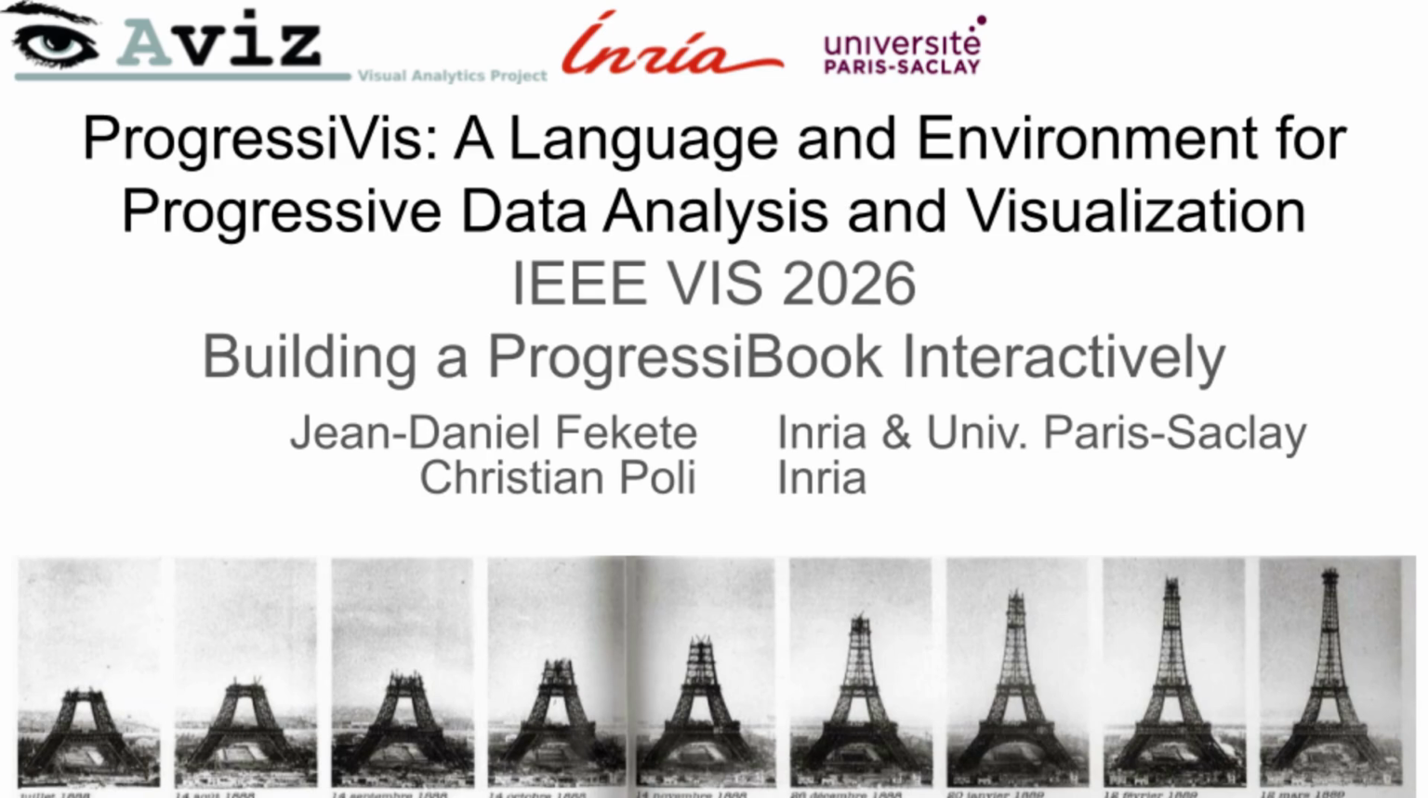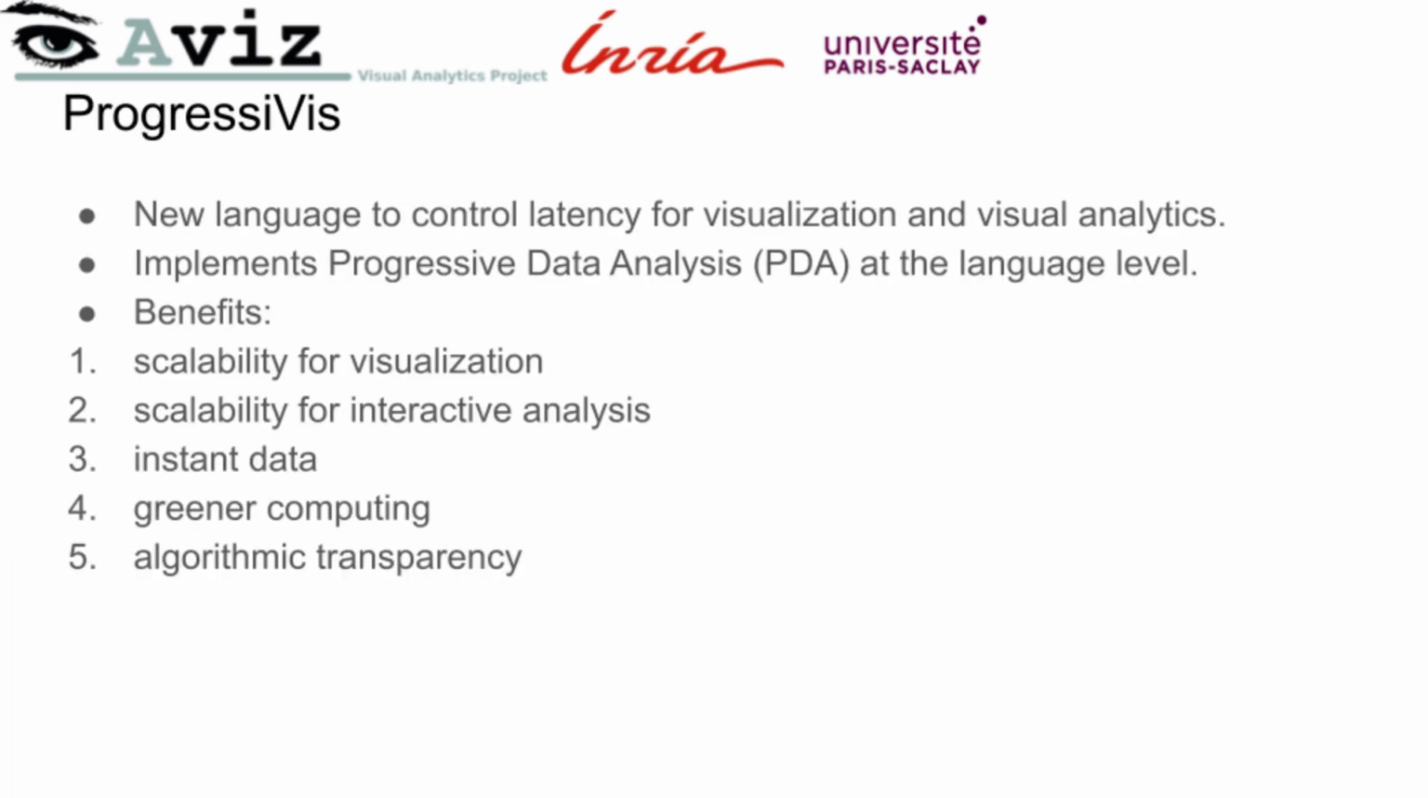ProgressiVis is a new programming language and environment for programming progressive visualizations and scalable visual analytics systems. ProgressiVis programs compute and visualize their result progressively. Analysts see initial approximate results quickly and improvements over time. They can even interact during the computation.